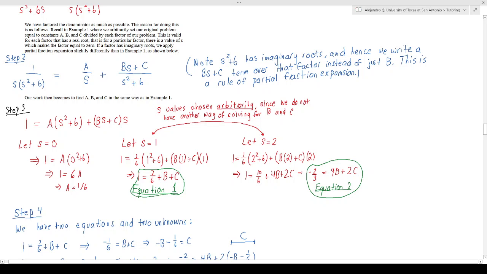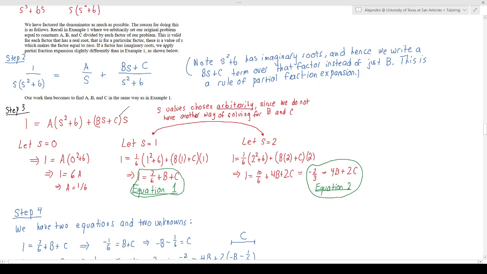So we actually arbitrarily choose s values. We can choose any values for s based on how many unknowns we have. We're looking for b, and we're looking for c. There are two unknowns, so we're going to need two different equations.